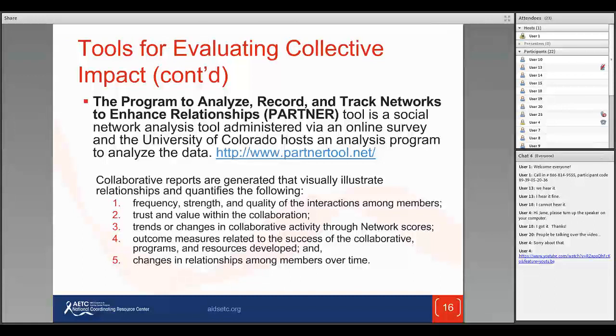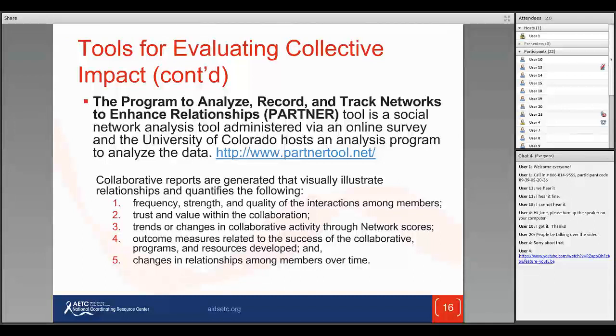There's the terminology again. We're quantifying the trust and value, not only at the organizational level, but at the partnership level as a whole. We're looking at trends in collaborative activity, whether that be communication, sharing of resources, resource development over time, and changes in relationships over time. We really want our organizations and our partnerships to be working together on an equal basis. Obviously, we have the NCRC as a backbone support organization on these committees and collaboratives, but we really would like all of the organizations to be working amongst themselves and building those networks and those ties as well.